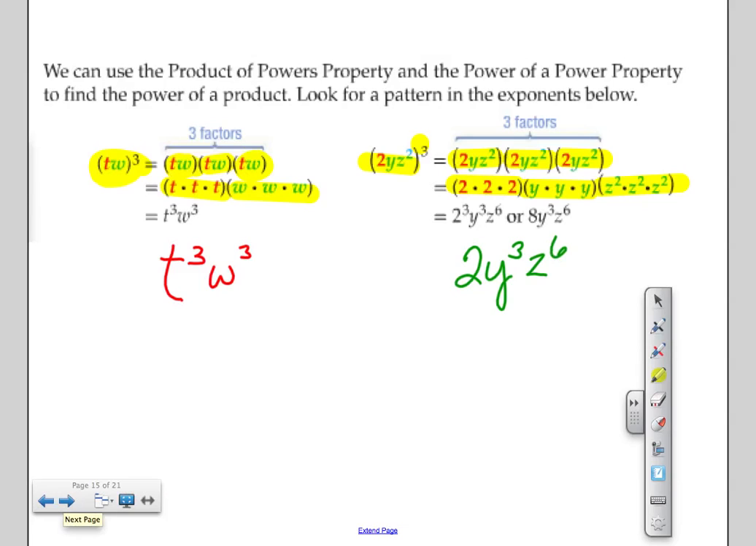2 cubed, my bad. y cubed, and z to the 2, 4, 6. And simplified, 2 cubed is what? 2 times 2 is 4, times 2 is 8. So it's 8 y cubed z to the 6. Okay?